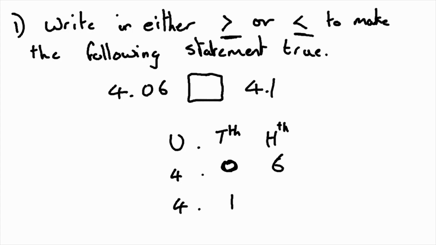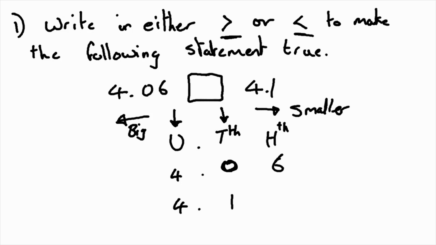Now when we compare numbers, we go from left to right because the left-hand side is the bigger stuff and the right-hand side is the smaller stuff. Okay, so let's look at the furthest thing to the left. That's our units column. Now in our units column, they both have the same digit. They both have the digit 4. So we can't say which number is bigger or smaller from the units column. So we're going to have to move right to our tenths column.